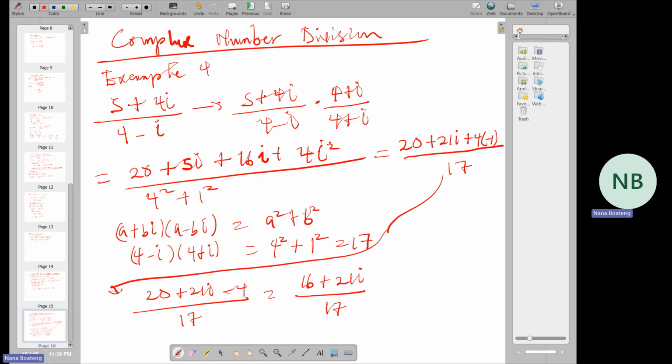All right. And we can write this also in standard form as 16 divided by 17 plus 21 divided by 17 i. Okay.